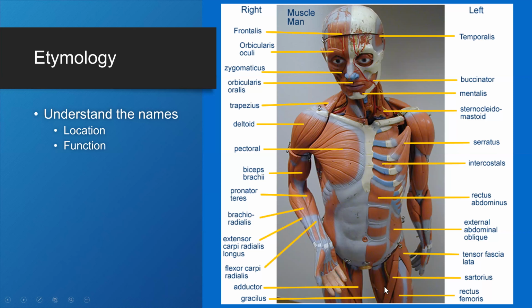Now we have sartorius, anterior part of your thigh, rectus femoris, also anterior compartment of the thigh. In the medial compartment, you have adductor group, it's 3 muscles, gracilis, also in the medial compartment of the thigh.